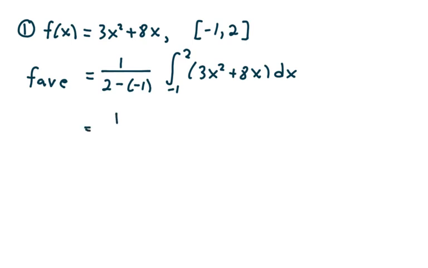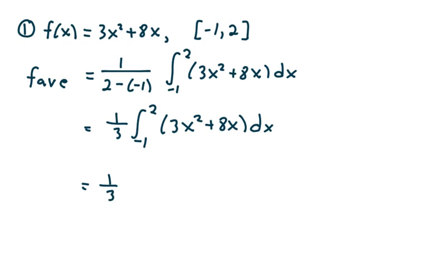And so this is 1/3 the integral from -1 to 2 of 3x squared plus 8x dx. And so this is 1/3 times the quantity. We get x cubed plus 4x squared, and we're going to evaluate from -1 up to 2.